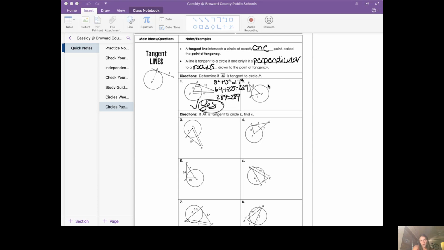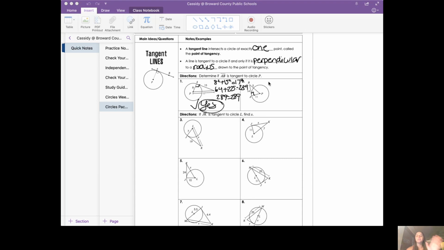All right. I want you guys to try number 2. Pause it, try number 2. All right, hopefully you paused it and tried number 2. Remember, we want to determine if AB is tangent. So we want to make sure or prove that this is a 90-degree angle. So we're going to do 11 squared plus 14 squared.